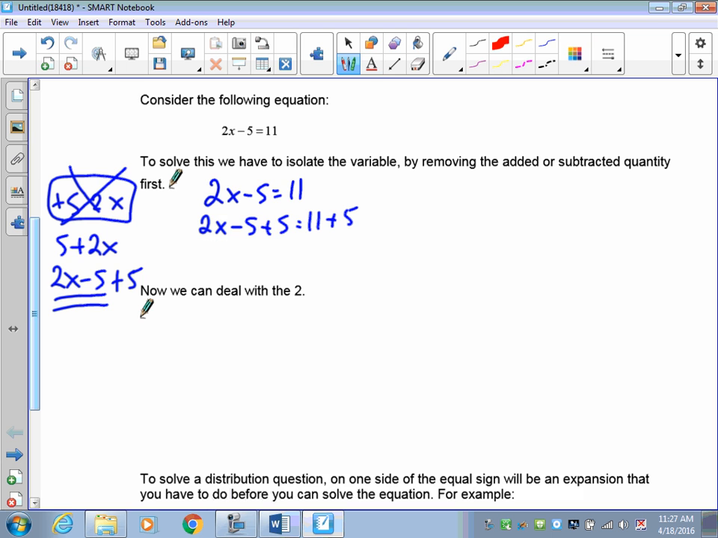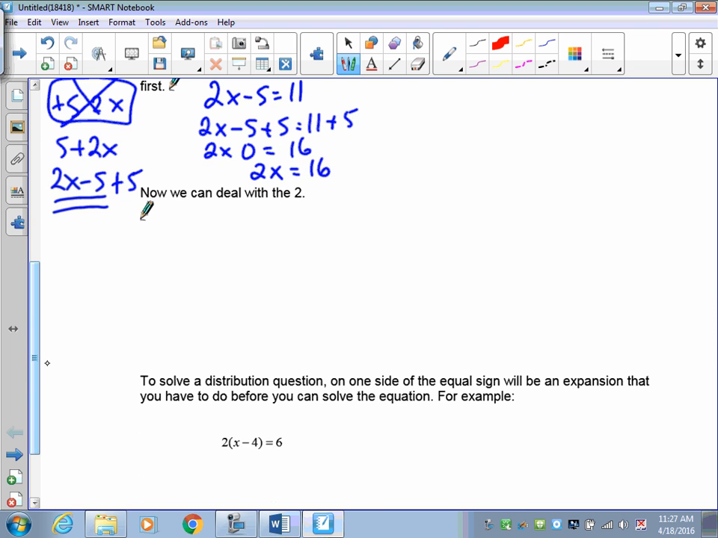Negative 5 and positive 5 give me 0. And 11 and 5 is 16. So now I'm at 2x is equal to 16. Now that I've got that far, I can deal with the 2. I am multiplying by 2 here, so I have to divide by 2. And whatever I do to one side, I must do to both sides. 2 divided by 2 is 1. 16 divided by 2 is 8. So x is in fact equal to 8.